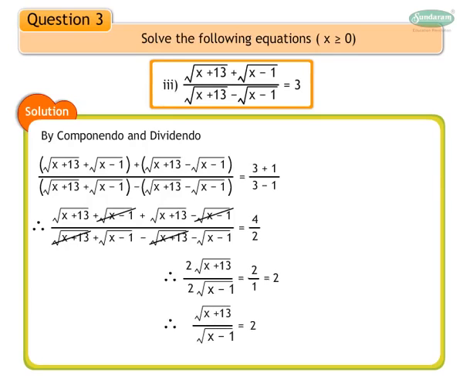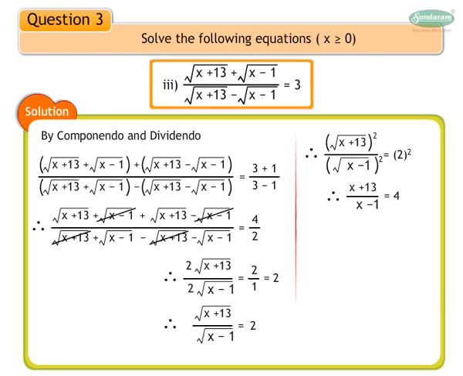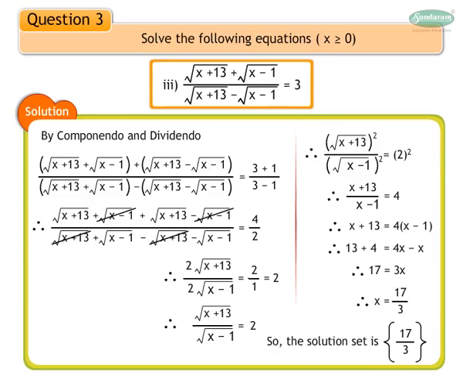Hence, √(x + 13)/√(x − 1) = 2, since 2 is a common factor. Now, let us square the left-hand side and right-hand side to get (√(x + 13))²/(√(x − 1))² = 2². Therefore, (x + 13)/(x − 1) = 4. We now solve for x and get x = 17/3. So the solution set is 17/3.